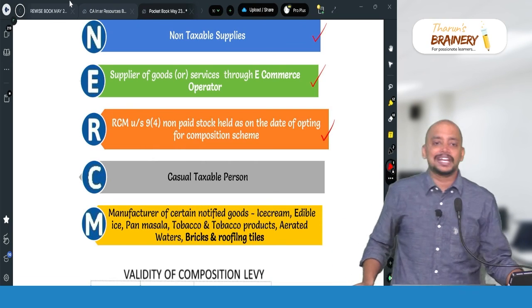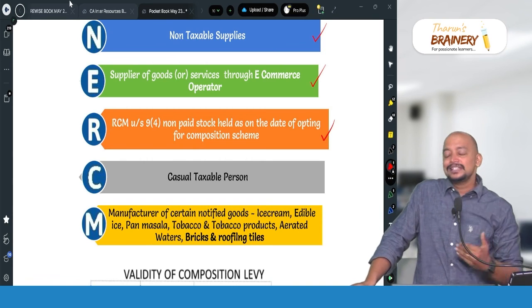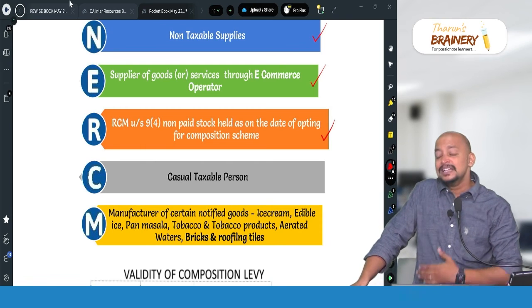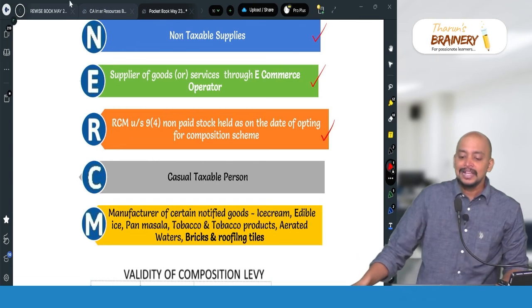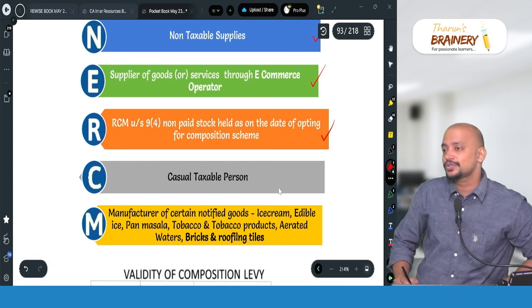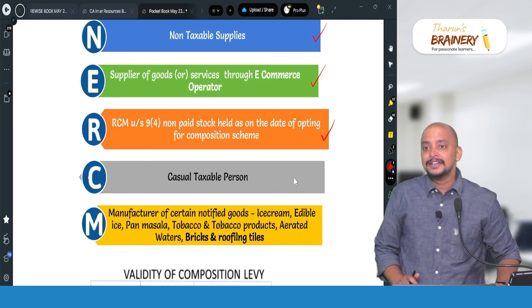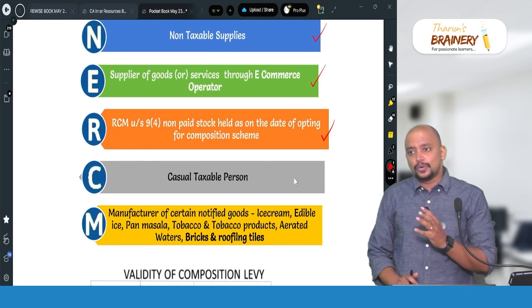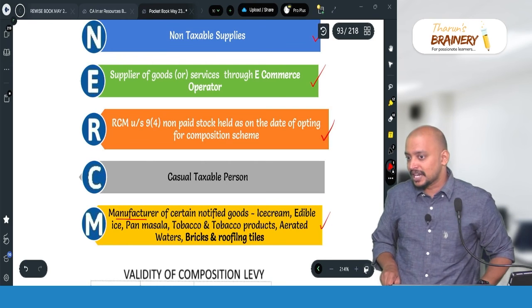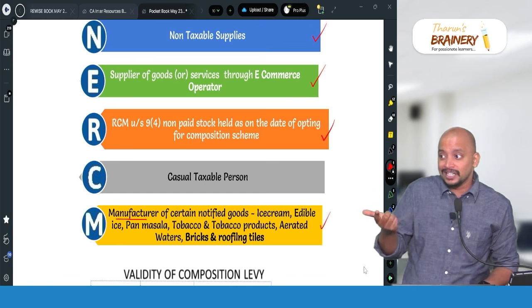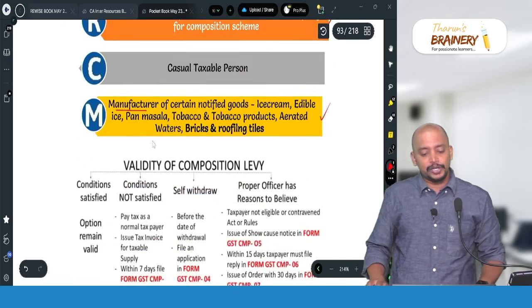Then C, for casual taxable person. Who is a casual taxable person? A person who comes from another state to this state, just like an NRTP from outside India to India. A CTP will come from another state to this state and does not have any physical place of business in this state. Then manufacture of certain notified goods. What are those notified goods? Ice cream, edible ice, pan masala, tobacco and tobacco products, aerated waters, bricks and roofing tiles. Remember, only manufacturers of these goods cannot opt for the composition scheme. What about a trader? Can a trader of these goods opt for the composition scheme? Yes.